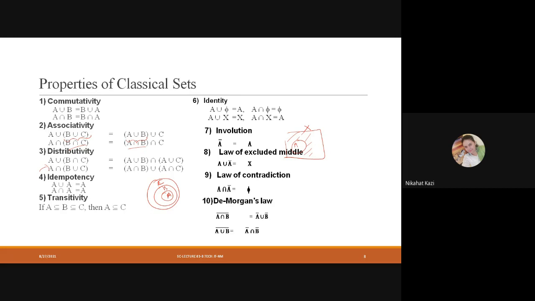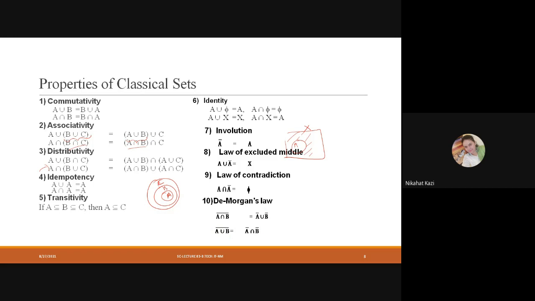Then De Morgan's laws. What are De Morgan's laws? The complement of A intersection B is equal to A complement union B complement. Similarly, the complement of A union B is the intersection of the individual complements, right? So these are De Morgan's laws.